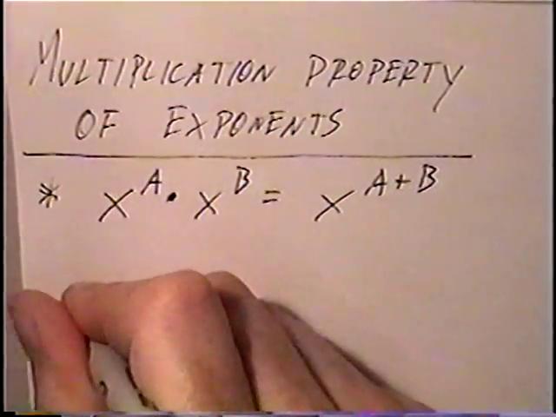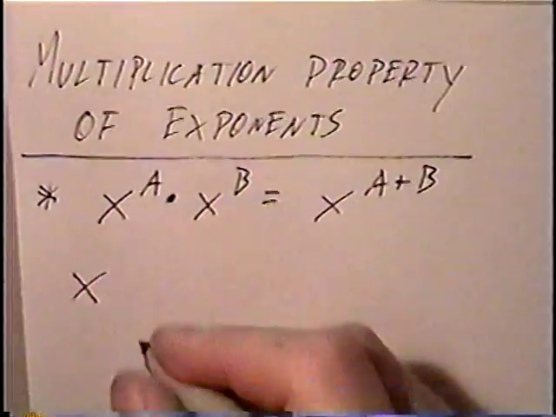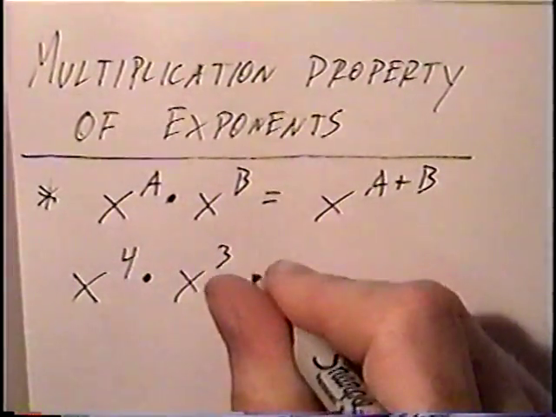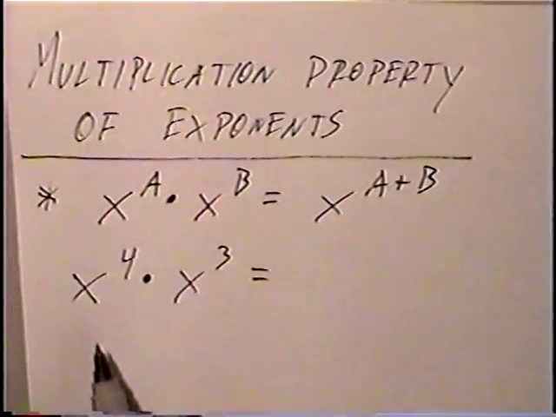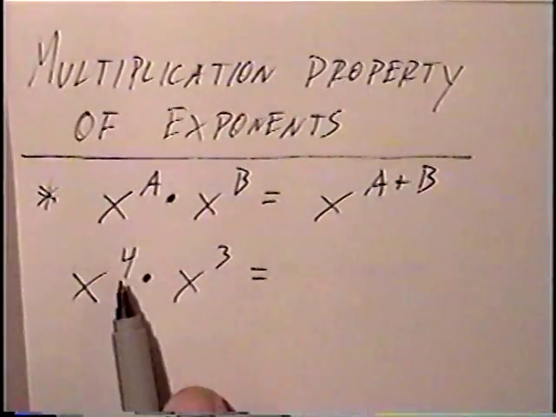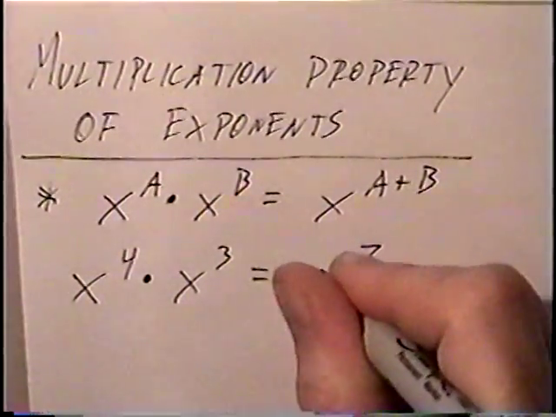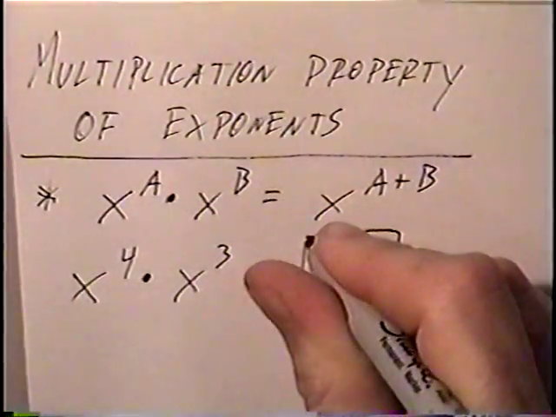First question: x to the fourth power times x to the third power. Again, if you have the same variable or same number, we can add the exponents, so our final answer would be x to the seventh power, 4 plus 3.